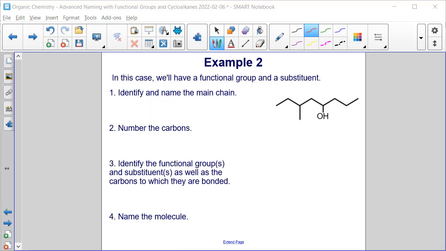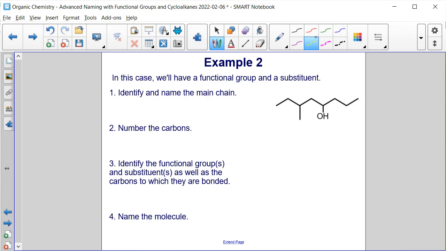All right, so in example 2, we have another molecule here that we need to name. In this case, you can see we have a functional group and a substituent. I've compressed some of our steps here too as we're becoming more and more familiar with how to name these molecules. So the first thing we need to do is identify and name the main chain.